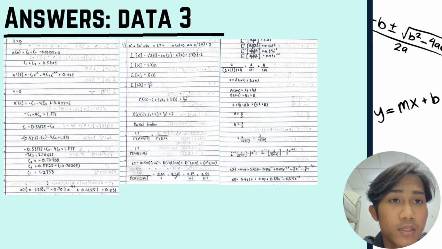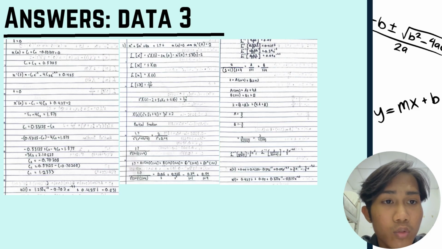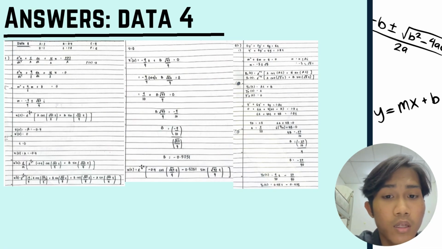So the Laplace, the second one, is 2 over s plus 1 times s plus 4, and we do the partial fraction. We got a is equal to 2 over 3, and b is equal to negative 2 over 3. From the Laplace transform equation, we got xt is equal to 0.425t plus 0.05 plus 0.327 exponent negative t minus 0.5777 exponent negative 4t. For this slide, I explain the answer for data 4.